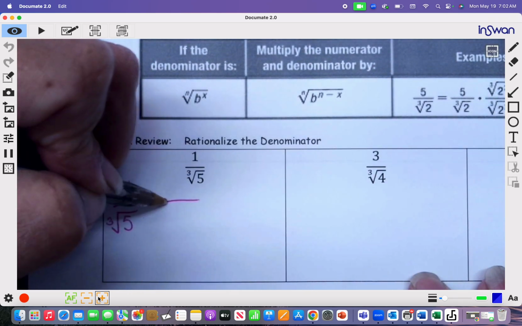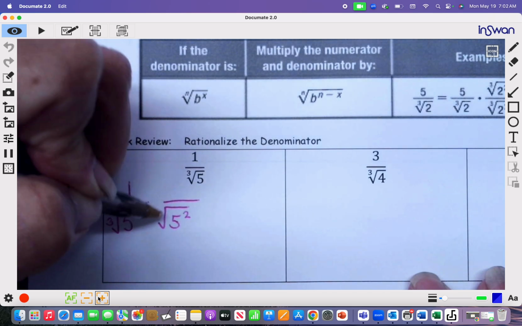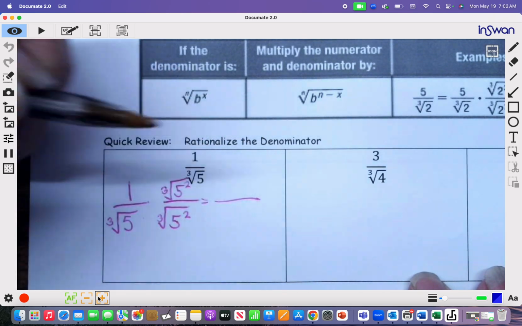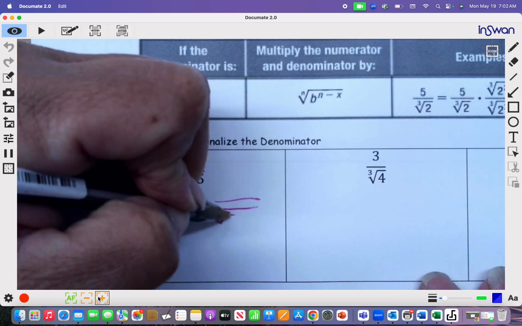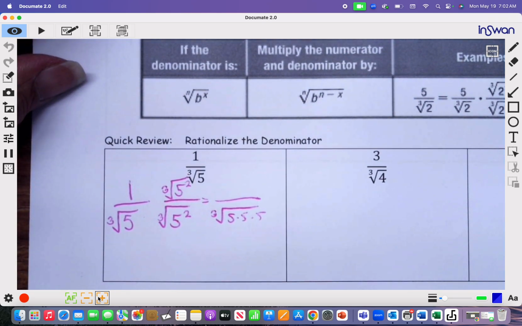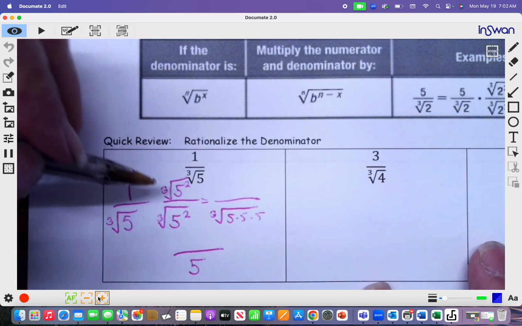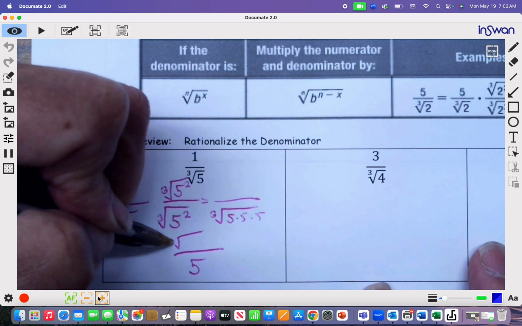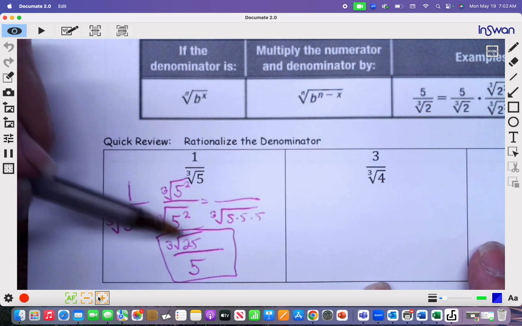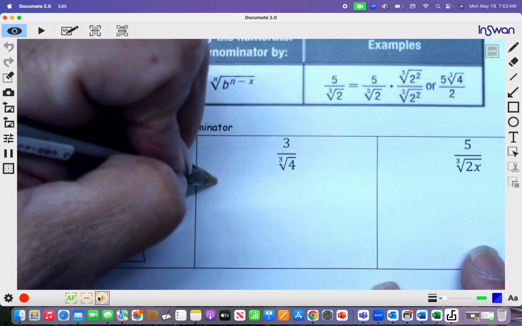So in order to get rid of this cube root, I need to multiply by the cube root of 5 squared. Because on the bottom, that would give me the cube root of 5 times 5 times 5, which is 125, and the cube root of that is 5. That's the reason why we're doing it. Then on the top, I just have the cube root of 25, and that's all I can do. I got the 25 from here, 5 squared.